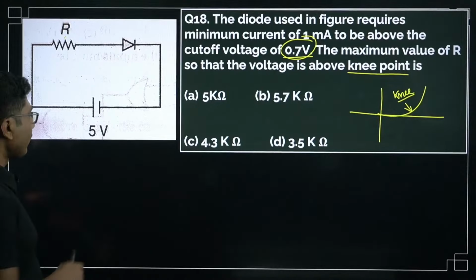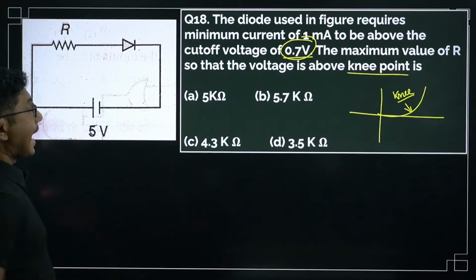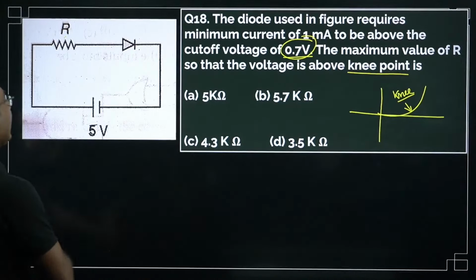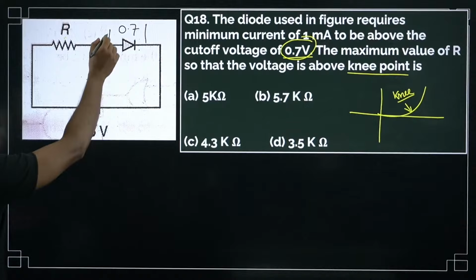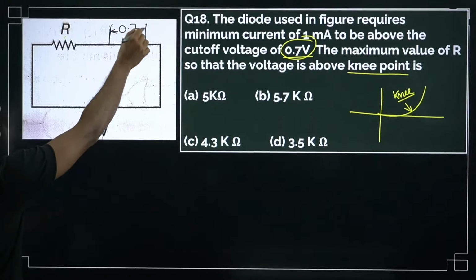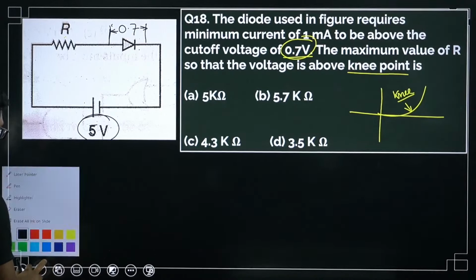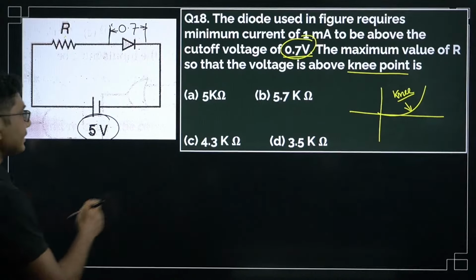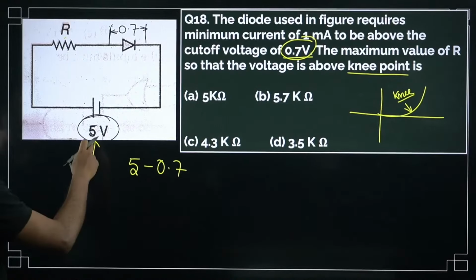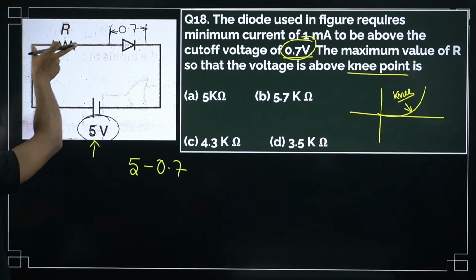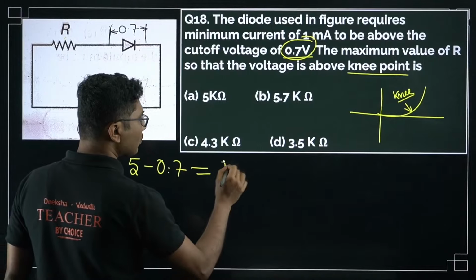Okay, let's see. First of all, the voltage is 5 volt. If the diode is above the knee point, then the voltage drop across this diode will always be 0.7. You have to understand that the voltage drop across the diode will always be 0.7, but the source voltage is 5 volt. It cannot be added. Others, please understand this: these will not be added. Instead, this will be subtracted, because this is the only source. This is the only source, so it is providing the voltage across the resistor as well as the voltage across the diode. So 5 minus 0.7 equals IR.